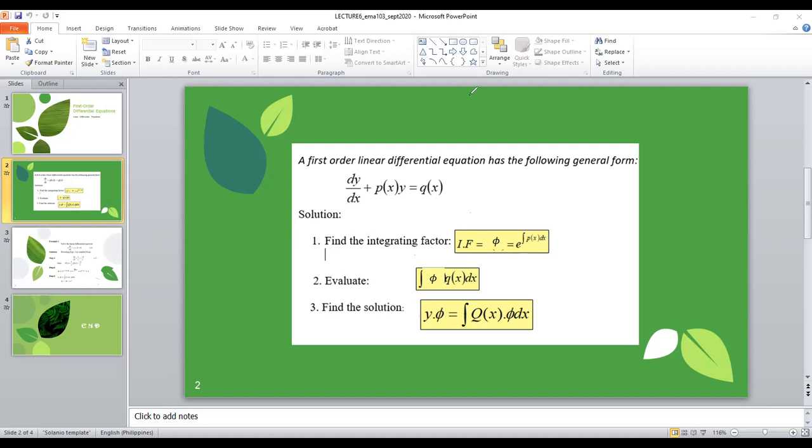Okay, any more question? Miss, excuse me. Yes. How do we know, Miss, if a DE is linear or non-linear? You have to make it conform to this form. The form should be like this for it to be linear. If it's not like this in form, it's not linear.